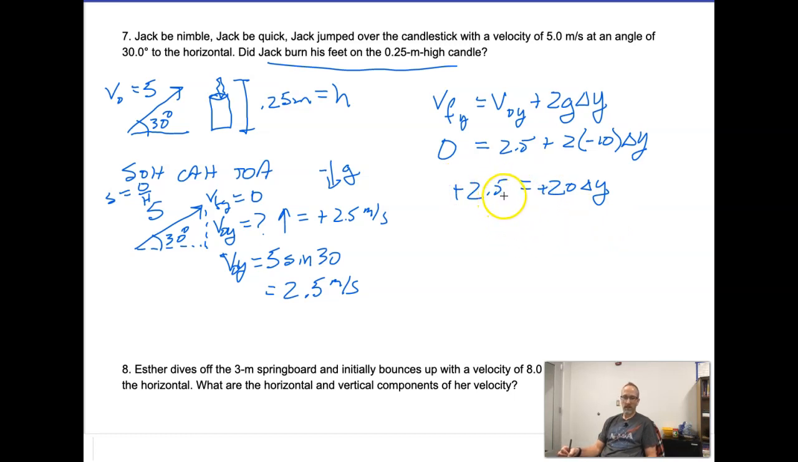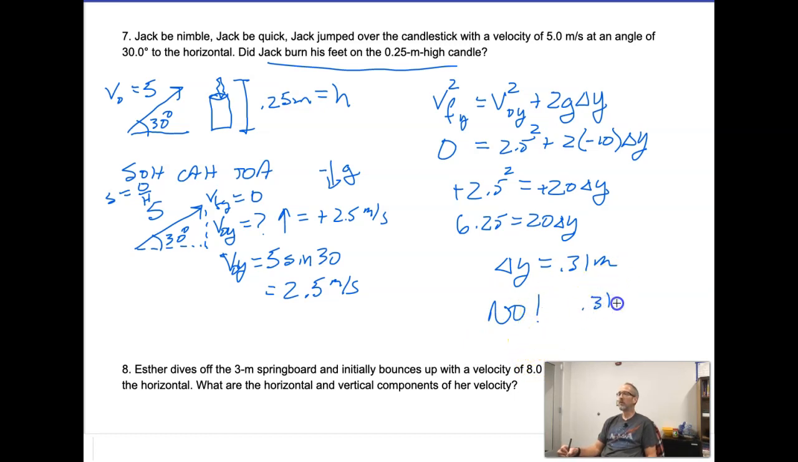This is 2.5, and I forgot the squares. So easy to forget. So we're going to put 2.5 squared, and that is 6.25, equal to 20 times delta y. So our change in height there is 0.31 meters. And so no, he does not burn his feet. That is because 0.31 meters is greater than the height of the candle flame, which was 0.25 meters.